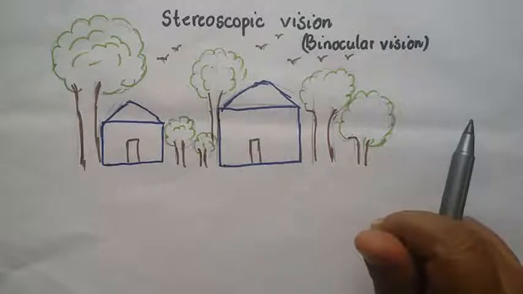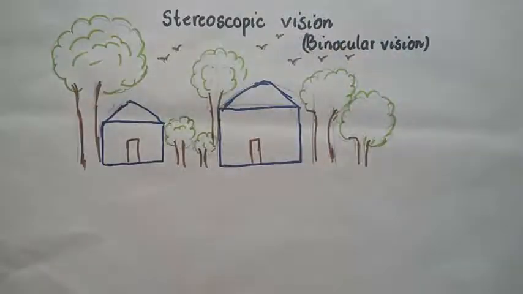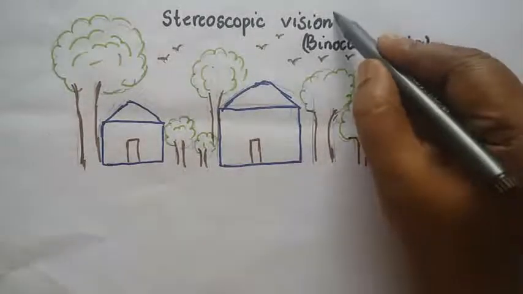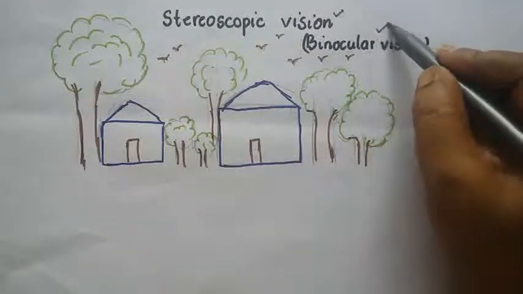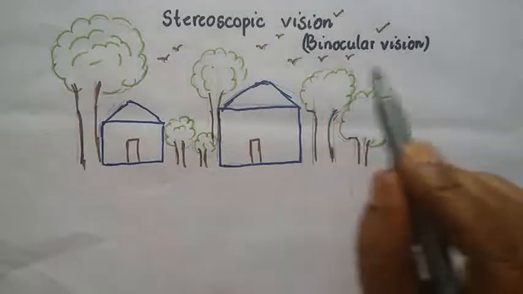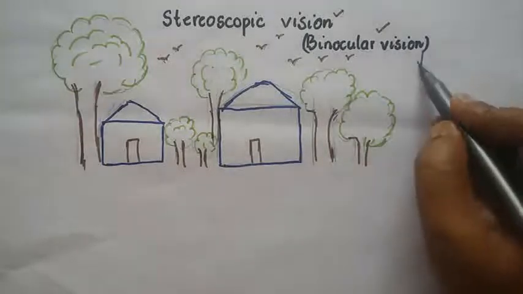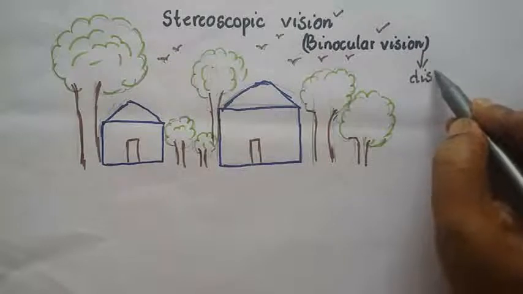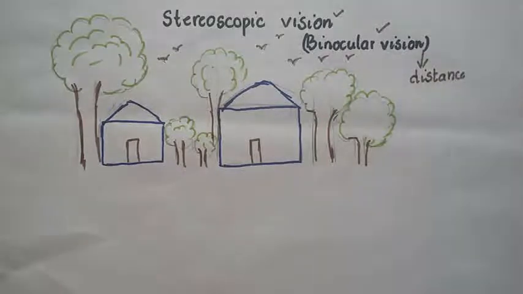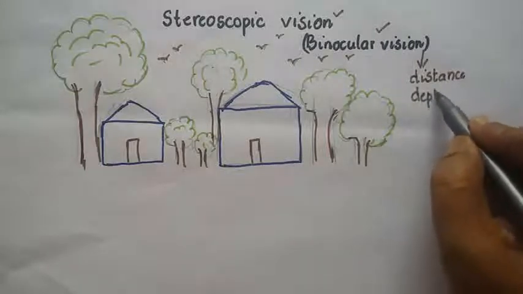Imagine you are just observing this scenery from a far place. Or imagine you have visited one of the hill stations and you are just viewing the objects which are around you. Now, especially human beings have this stereoscopic vision or binocular vision. Because of this binocular vision, a person can identify the distance of the object. It means he can measure the distance. He can even perceive the depth.